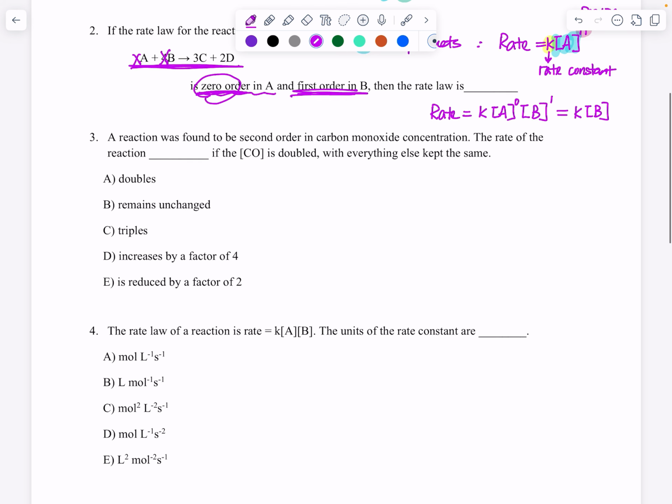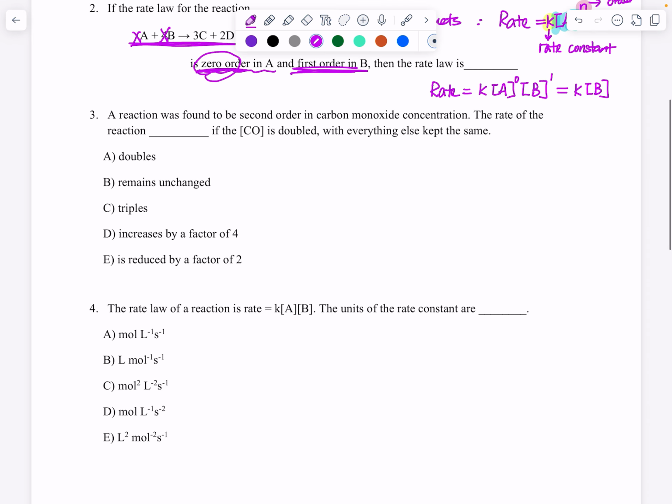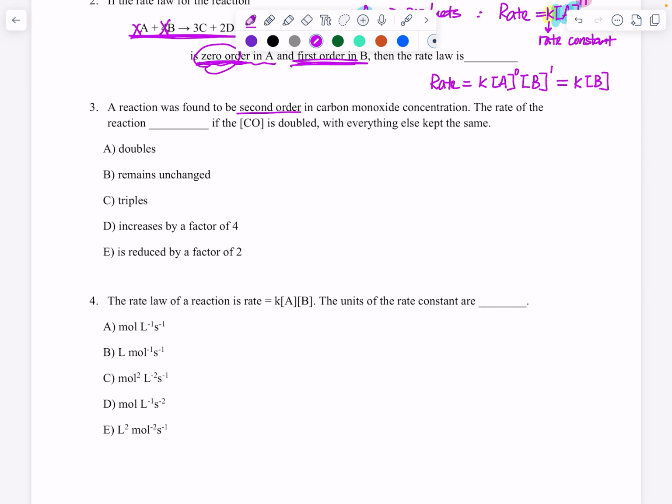Similar, we're still using this information. Now we can work on question number 3. It says a reaction was found to be second order in carbon monoxide. Based on that sentence, we can already write out the rate law, which equals K multiplied by the concentration of carbon monoxide raised to the second power, because it's telling us it's second order. Now the question is, what is the rate of this reaction going to be if the concentration of carbon monoxide is doubled, with everything else kept the same?